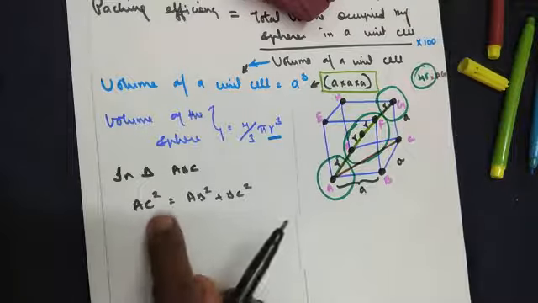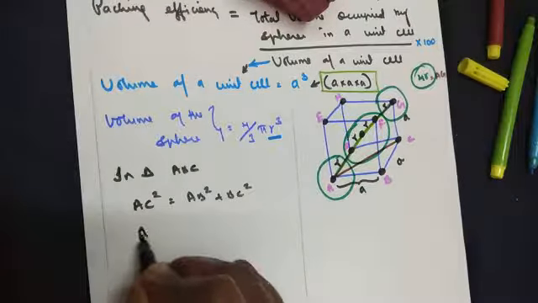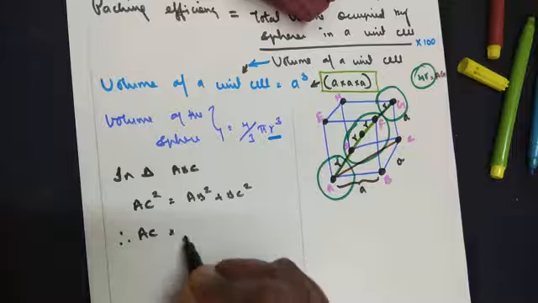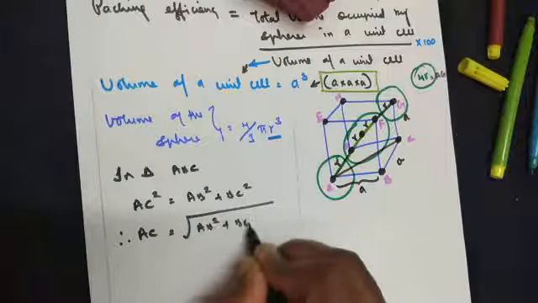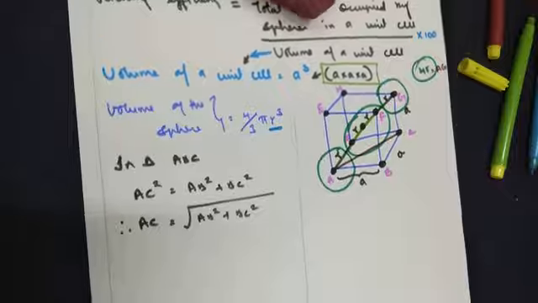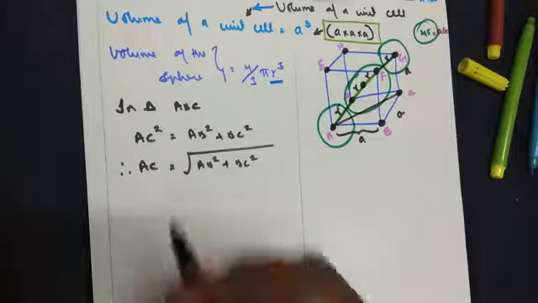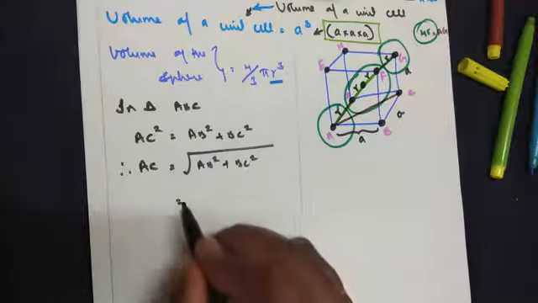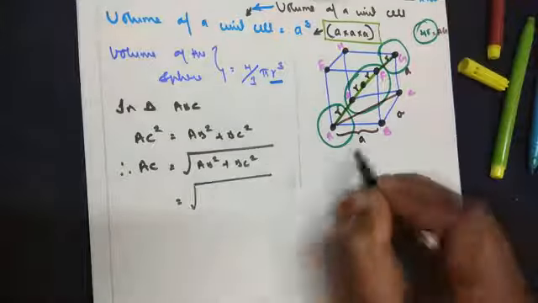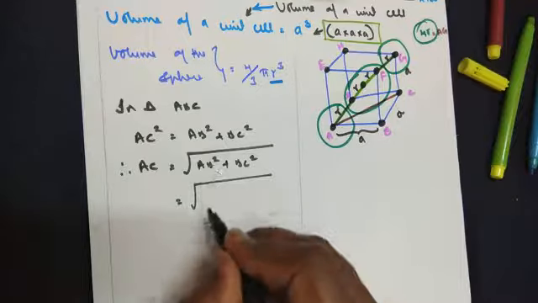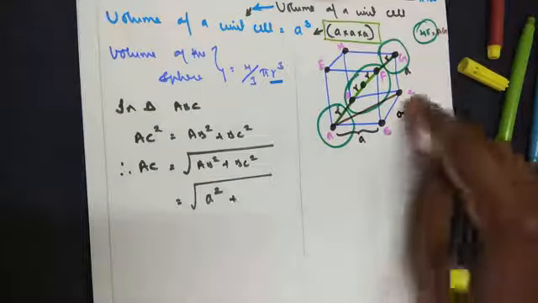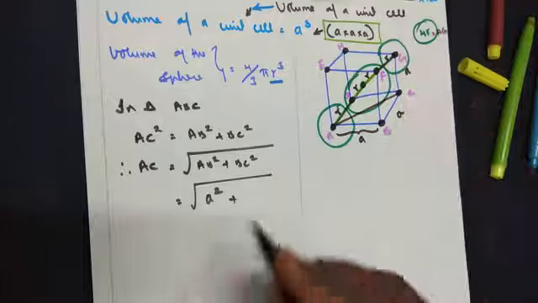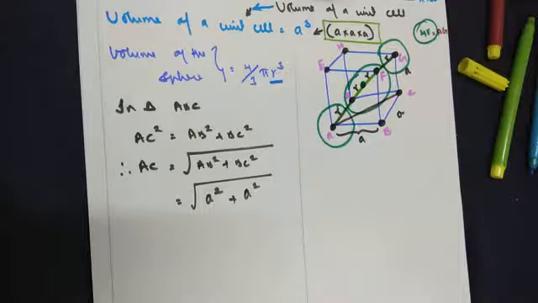Now, how will we calculate the value of AC? Therefore, AC is equal to the square root of AB square plus BC square. You have learnt all this in your lower classes, so it's not a big deal to do this calculation. Now, what's the value of AB? We have taken it to be A. So when I say AB square, it becomes A square. What's the edge length of BC? We have taken it to be A. So BC square will become A square.